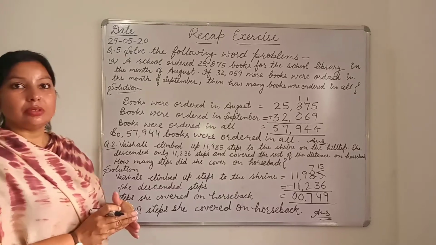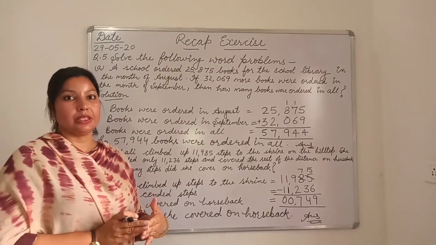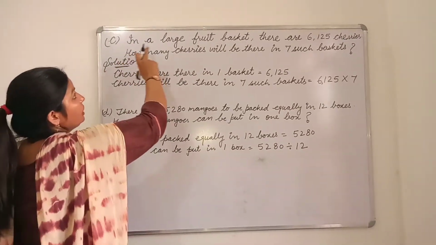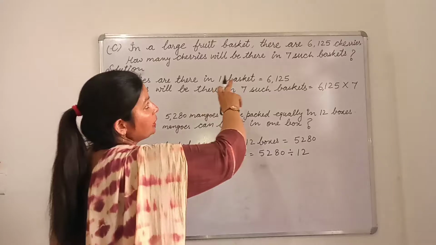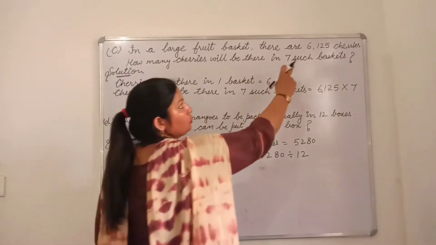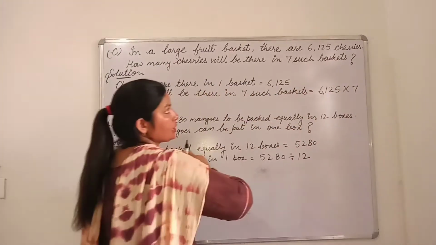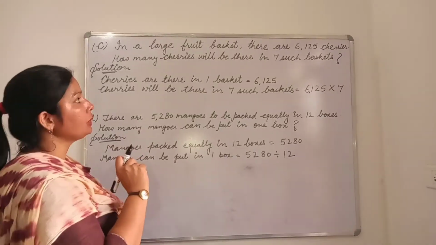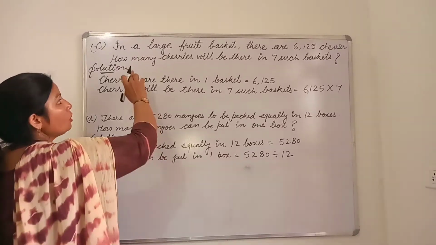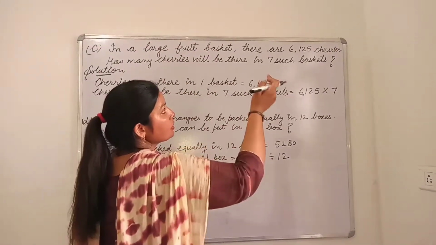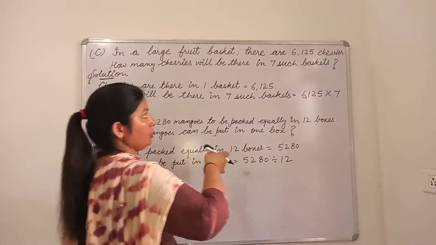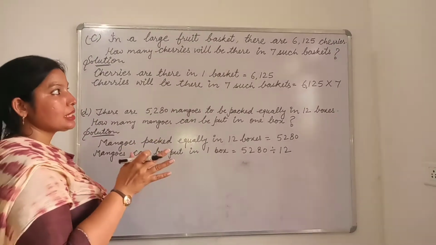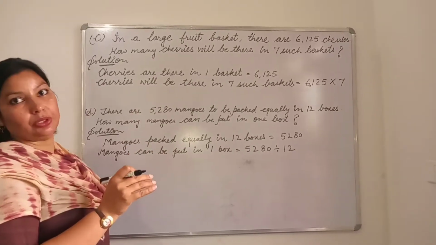Okay. So now after that, question number 3. Now part C. In a large fruit basket there are 6,125 cherries. So how many cherries will be there in 7 such baskets? Baskets of the same type and same size are there. So in 7 baskets how many cherries can be put?